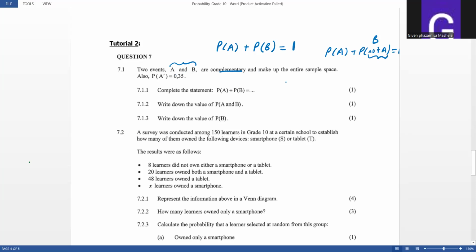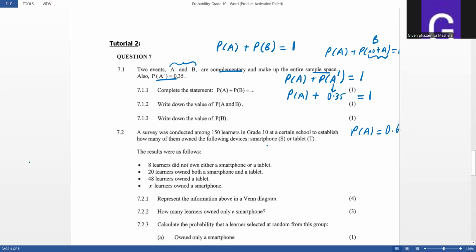Remember, we know that the probability of A plus the probability of not A should equal 1. They make up the entire sample space. I think we spoke about this. Also, the probability of not A is 0.35, which they've already given us. If we want to calculate A only, because this has to add up to 1, the probability of A will be 1 minus 0.35 for the complement. So this will be 0.65.